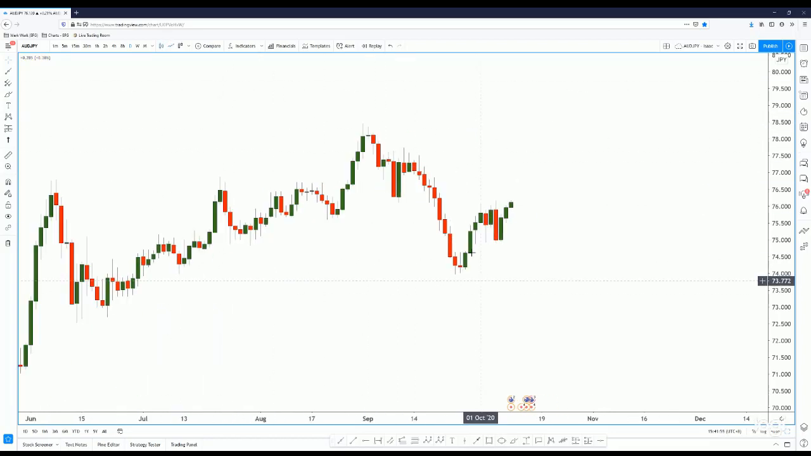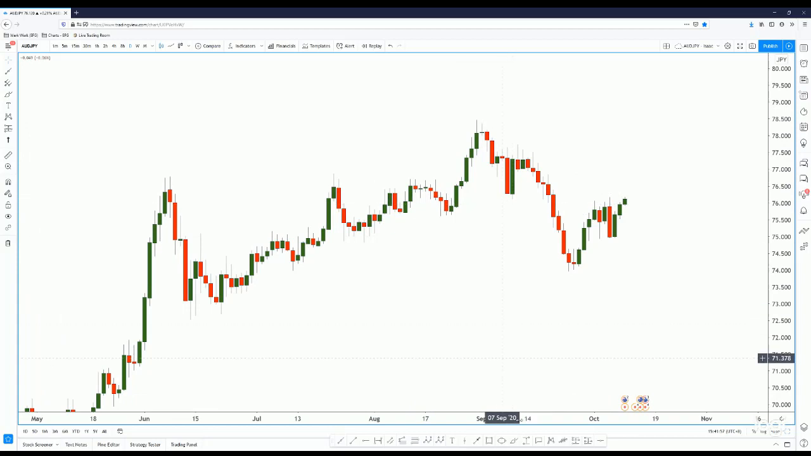So what we have is the daily chart over here. We see that price actually made a high and then pushed downwards. But instead of making a lower low, price actually made a higher low. So this is the first sign that price is actually reversing.